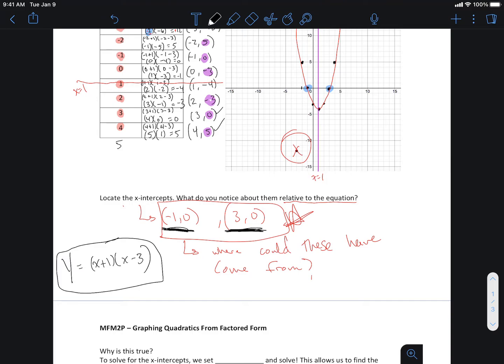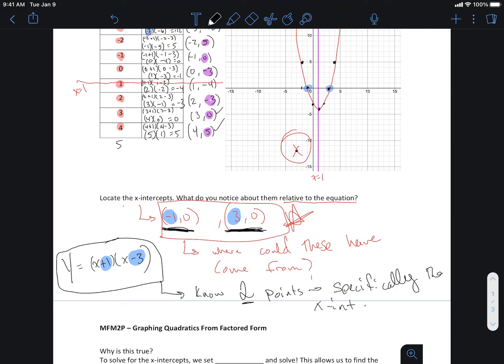It looks like to me the x-intercepts are the opposite values of the numbers that I see in here. So, what does that mean? It means when you guys write or see an equation like this, you know 2 points right away. You know the x-intercepts. 2 points, right? Specifically, the x-intercepts.